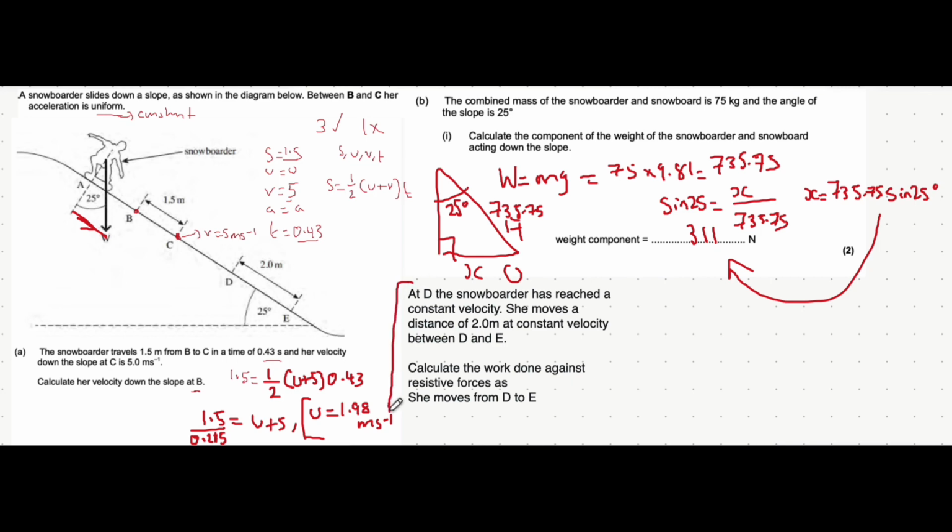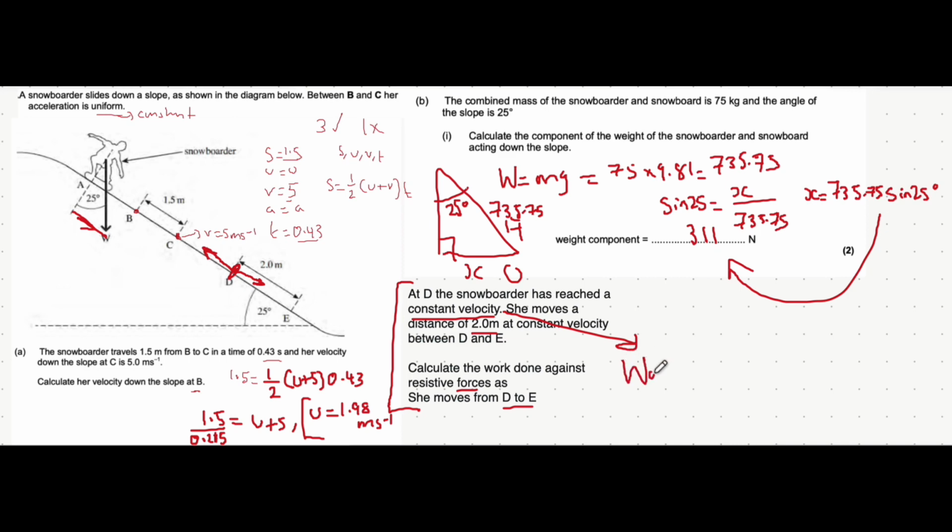Let's now use this to do this bonus question that I put on the board. It tells you between D and E, the snowboarder has reached a constant velocity. That's important. She moves a distance of 2 meters at constant velocity between D and E. Calculate the work done against the resistive forces as she moves from D to E. Well, the fact that she's moving at a constant velocity means that, at this point, the energy that's being used due to the weight pushing that person down is being balanced by the work done against the resistive forces. So we can find the work done against the resistive forces by taking into account the energy due to the weight.